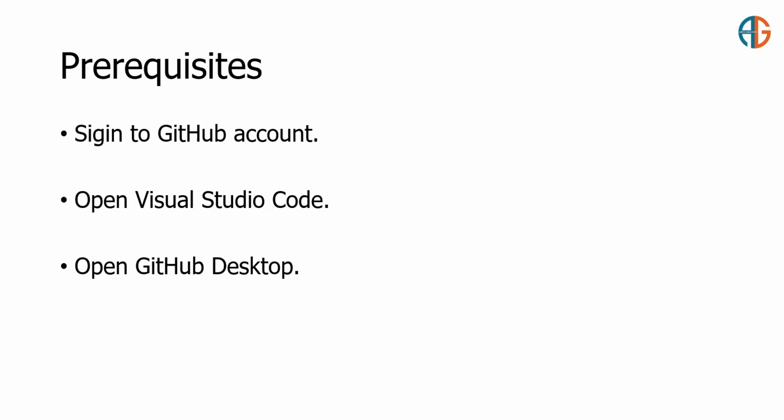That is, we need to sign into your GitHub account, that is the online GitHub repository. Then you need to open your Visual Studio Code editor, since we are going to create the code in that particular editor. And finally you need to open your GitHub Desktop, in order to create a repository and publish it to the online repository.